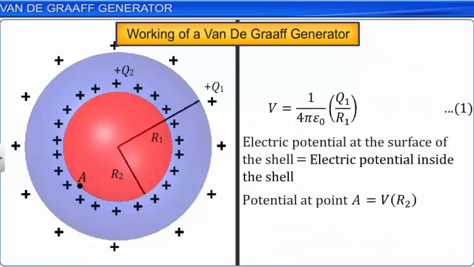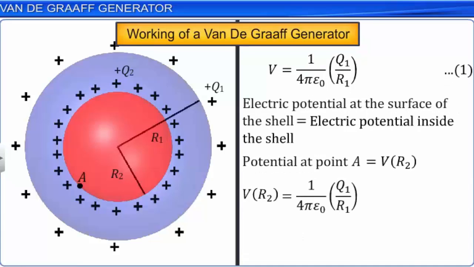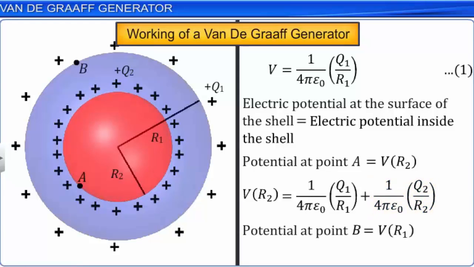Then VR2 is equal to 1 by 4 pi epsilon naught Q1 by R1 plus 1 by 4 pi epsilon naught Q2 by R2. Here, 1 by 4 pi epsilon naught Q1 by R1 is the potential due to the charge on the outer sphere. And 1 by 4 pi epsilon naught Q2 by R2 is the potential due to the charge on the inner sphere. The potential at any point B on the surface of the outer sphere is VR1. This potential is due to the charge on both the outer sphere as well as the charge on the inner sphere.